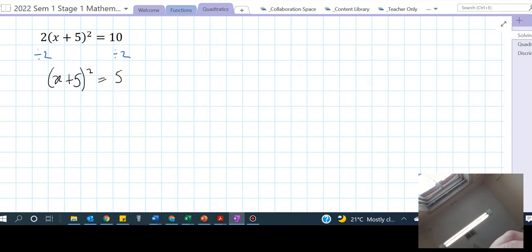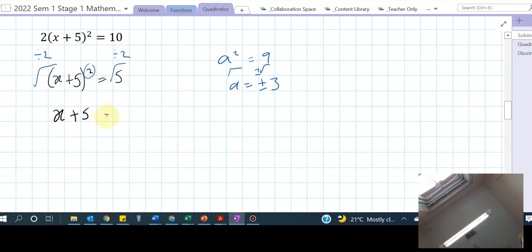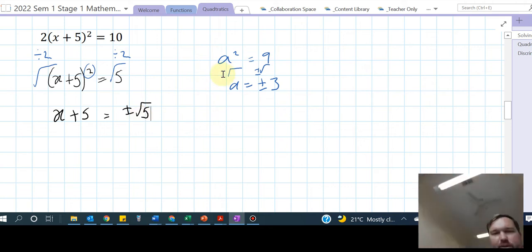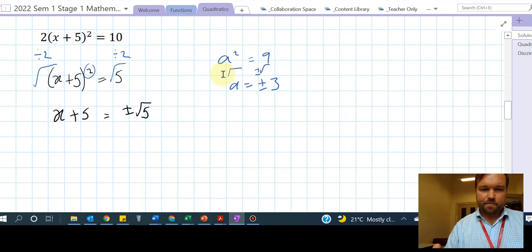Then we need to get rid of this squared. So what we're going to do is square root both sides. When we square root both sides, we have to do plus or minus. So remember, if we had, for example, a squared equals 9, a equals plus or minus 3. That square root in this step has to be accompanied by a plus or minus. So when we do it over here, we're left with x plus 5 equals plus or minus the square root of 5. Now, the fact the square root of 5 isn't nice shouldn't bother us too much. We're okay with the square root of 5.